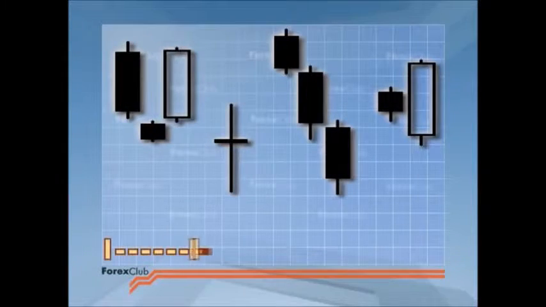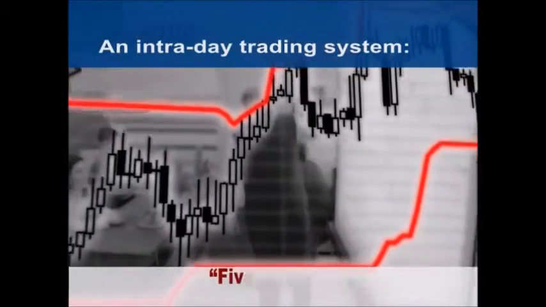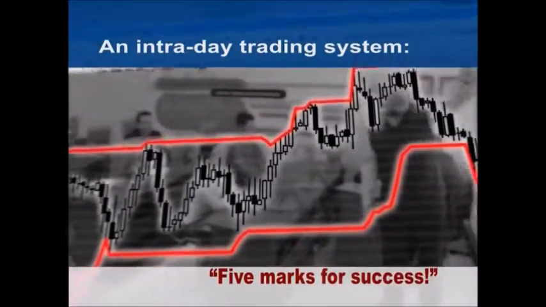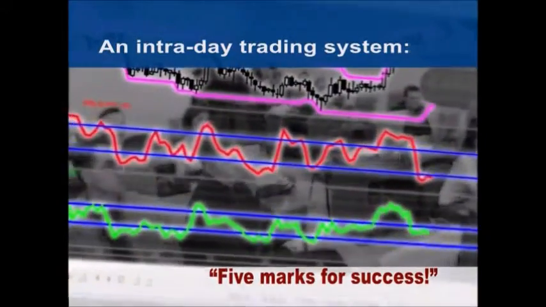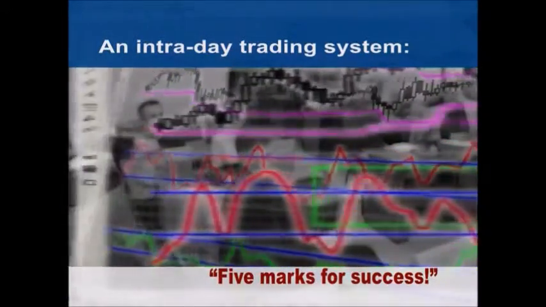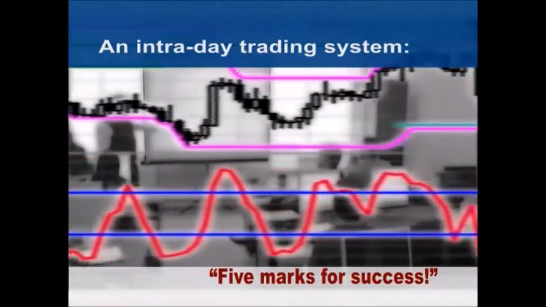But the main features of Japanese candlesticks, the information that they carry, and the signals they give off hold as true for intraday charts as they do for daily charts and beyond. A very effective trade system for intraday trading incorporating Japanese candlesticks was created by V.I. Safin, who describes it in detail in his book 5 Marks for Success.